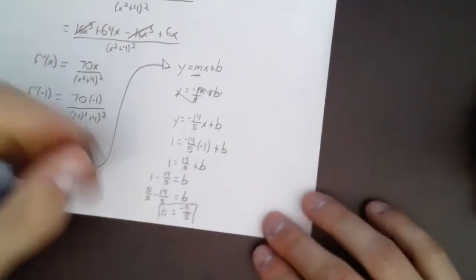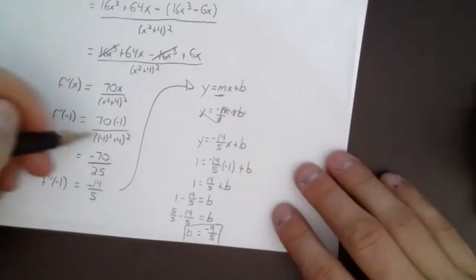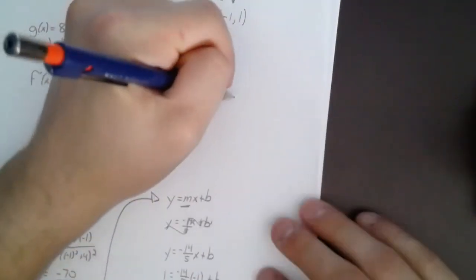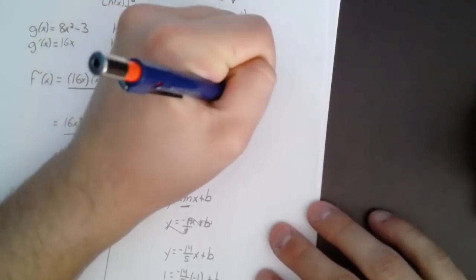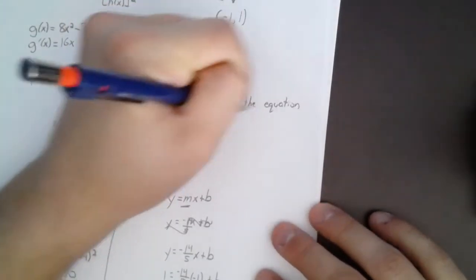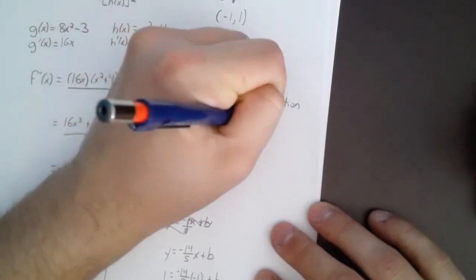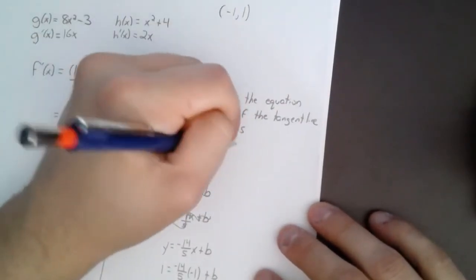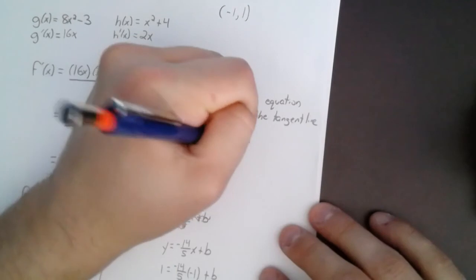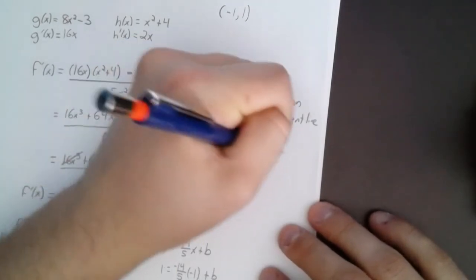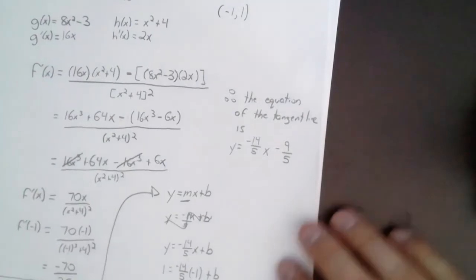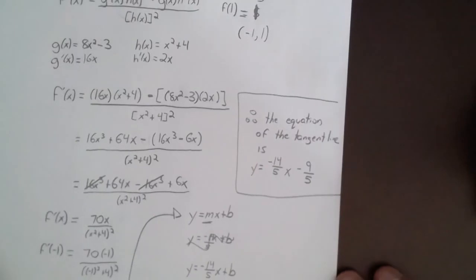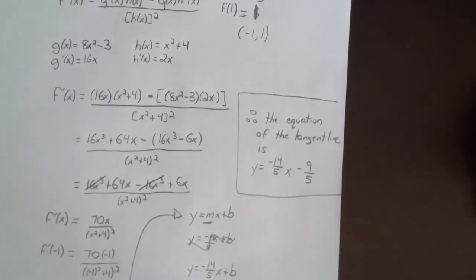Okay. So now that I know this, I have my m value, which came from my derivative, and my b. So therefore the equation of the tangent line is y equals negative 14 over 5 x minus 9 over 5. Okay, so that's how you do one of these questions. Again, it's a long process, but as long as you follow what we did here, you should be okay.